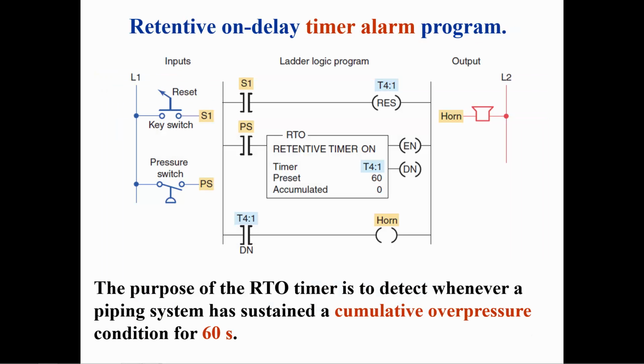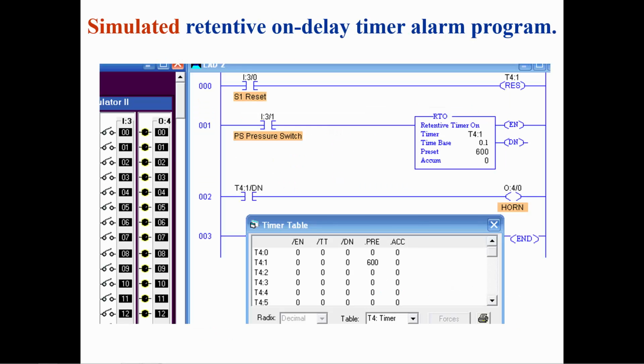This is an application for the use of a retentive timer. A warning horn will sound when the pressure in a piping system has exceeded a preset level for a cumulative total of 60 seconds. This is the simulation of the overpressure alarm.